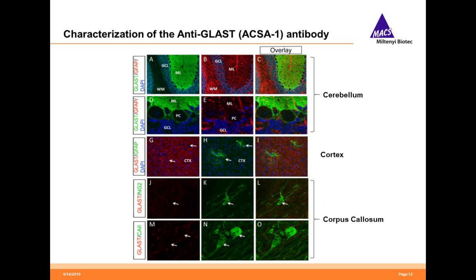And in comparison to the molecular layer, the granular cell layer showed a much lower expression of GLAST, and the white matter showed almost no GLAST expression. And in the cerebral cortex, that's shown in G to I, we detected a punctate GLAST expression because of the cell surface labeling here that you see with GLAST. And in the corpus callosum, GLAST was neither expressed by oligodendrocyte progenitors expressing NG2, as shown in J to L, nor was it expressed by mature oligodendrocytes that were identified by the expression of carbonic anhydrase 2, that's shown in M to O.